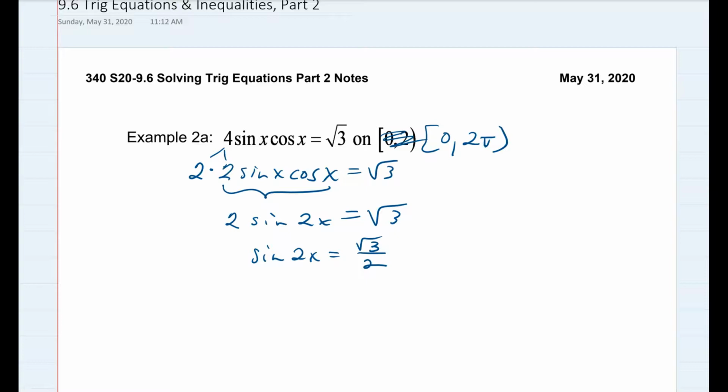And what's kind of neat about this is that we know that there are certain angles that will give square root of 3 over 2 as a sine value. And these angles, of course, are in quadrants 1 and 2, where the sine is positive. And one's going to be over here, and one's going to be over here, at pi over 3, 2 pi over 3. However, notice something.